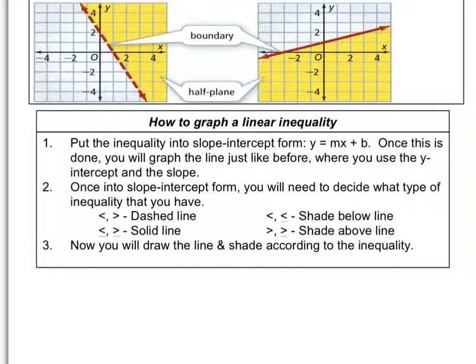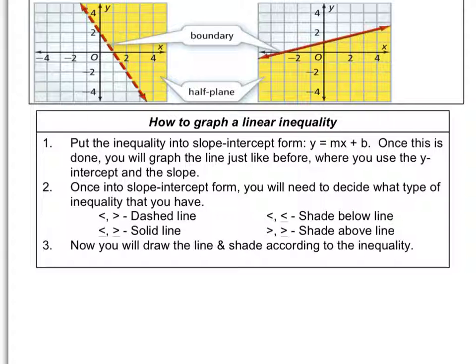Okay, this is section 2.8, and I'm going to break this up into two parts. The first part is going to be how to graph a linear inequality. Inequality means we're going to have either a less than or greater than symbol in our equation. So the first thing we want to do is put the inequality into slope-intercept form, get y by itself.